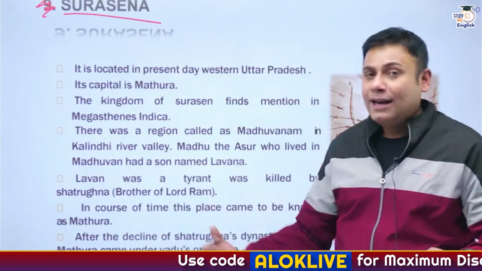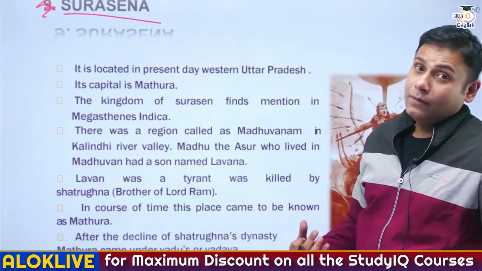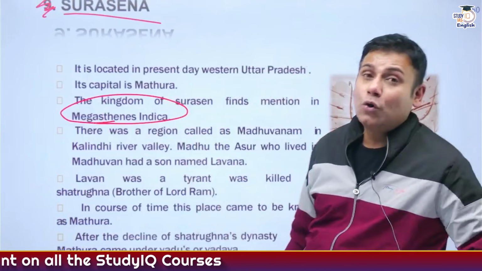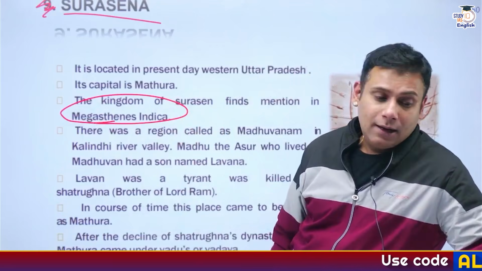Okay, and the kingdom of Surasena finds mention in one of the most important texts, Indica, and it was written by Megasthenes, one of the ambassadors in the court of Chandragupta Maurya. So this kingdom finds mention in Megasthenes' Indica. Now pay attention carefully.